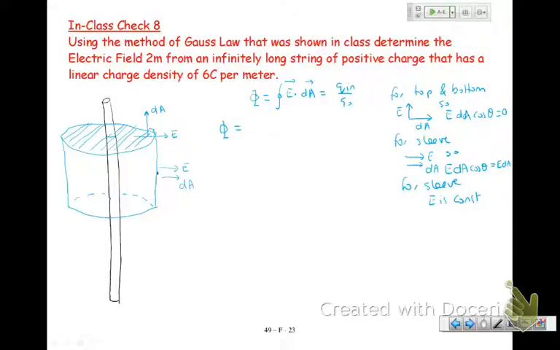So the flux is going to be the surface integral of E times dA times the cosine of 0, which equals Qn over epsilon naught. So my flux is equal to E times the surface integral of dA, which equals Qn over epsilon naught. Now, what is the surface integral of dA for this sleeve?